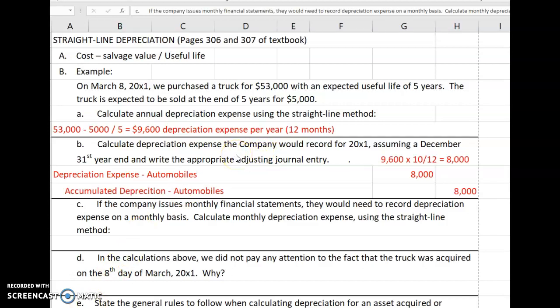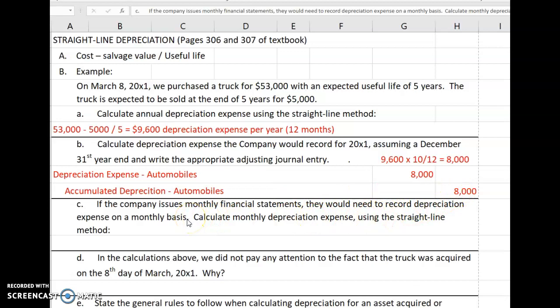So in 20X1, when we acquired the truck on March 8th, we only used the truck for approximately 10 months. Depreciation expense then for X1 is $9,600, a full 12 months of depreciation, times 10/12, and that equals $8,000. Debit depreciation expense dash automobiles, $8,000. Credit accumulated depreciation dash automobiles, $8,000.